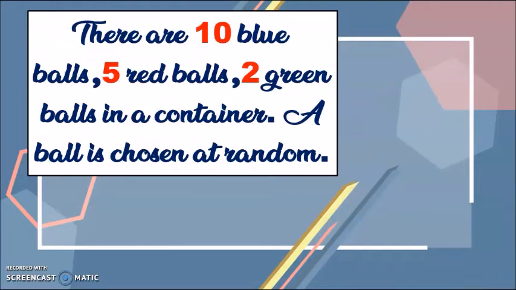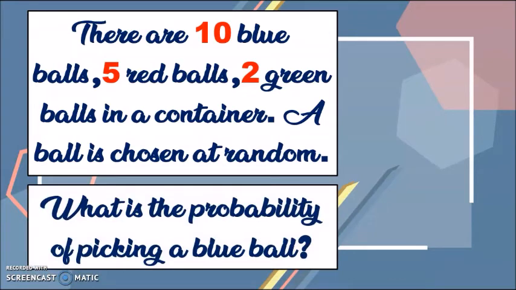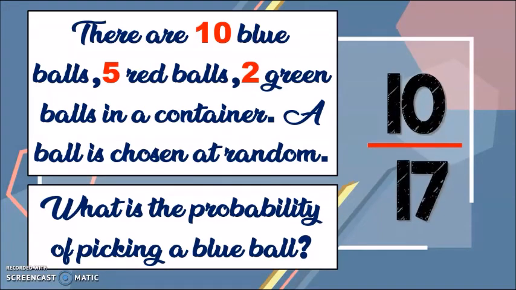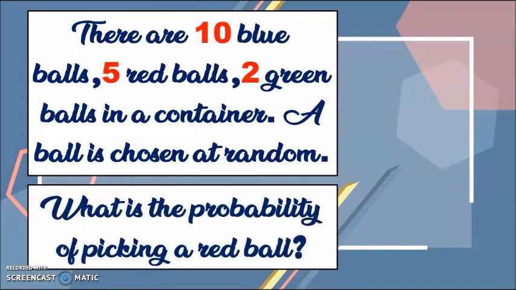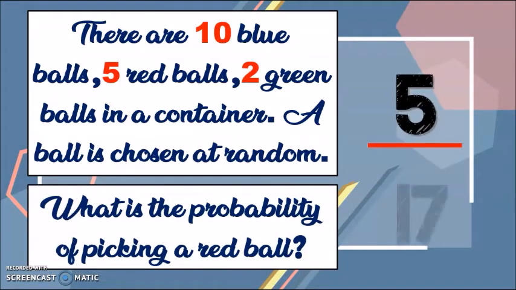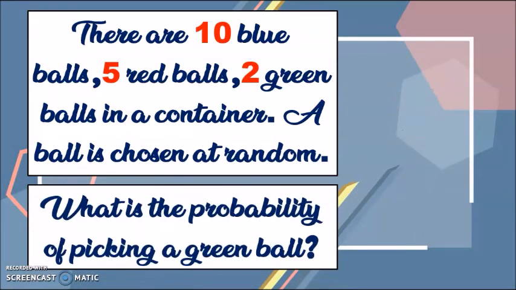Next, there are 10 blue balls, 5 red balls, and 3 green balls in a container. A ball is chosen at random. What is the probability of picking a blue ball? Since there are 10 blue balls and 18 in total, it's 10 over 18. What is the probability of picking a red ball? There are 5 red balls and 18 in all, so the answer would be 5 over 18. What is the probability of picking a green ball?